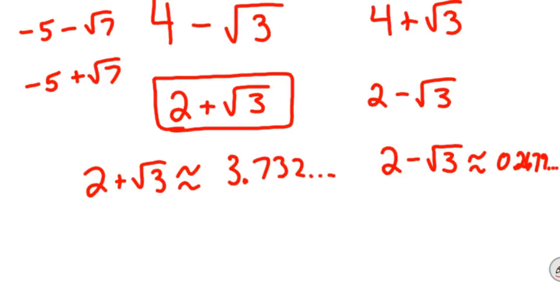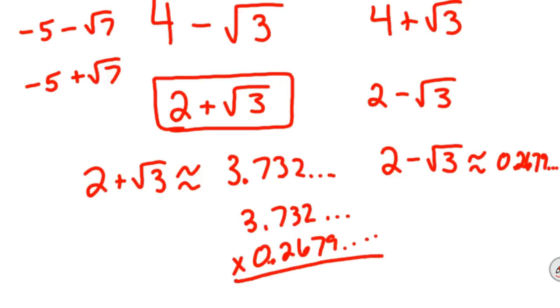So those are the two irrational numbers, 2 plus the square root of 3 and 2 minus the square root of 3. Imagine multiplying 3.732... times 0.2679... And imagine having to multiply that and think, well, what are we going to get? Well, I think what we're going to get is 1 when you multiply those two irrational numbers. To me, that is beautiful. And so let's go ahead and do it.